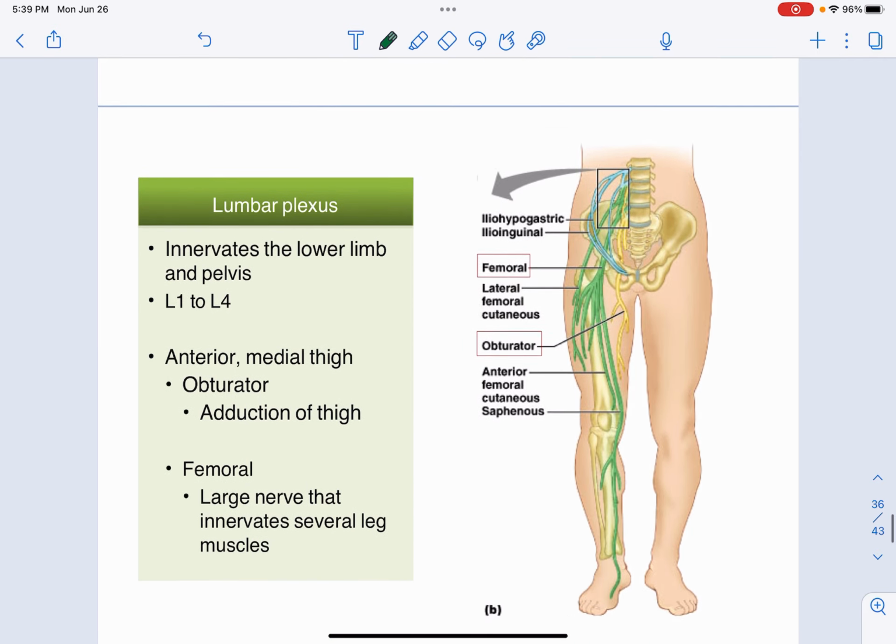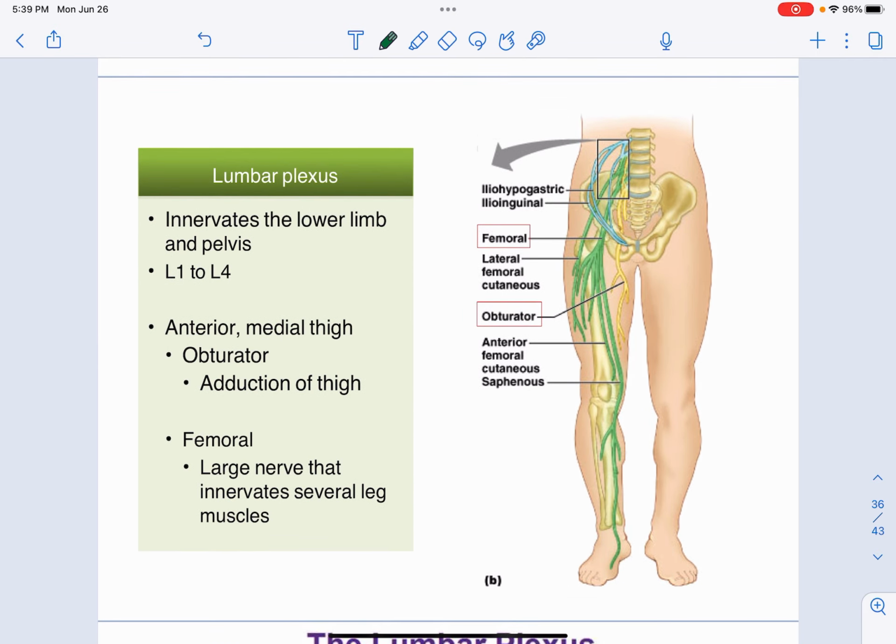All right, let's move on to the lumbar plexus. There's only a couple nerves that I want you to know here. Again, this is innervating the lower limbs and the pelvis. The two major nerves that are coming out of this plexus are the femoral nerve and the obturator nerve. The femoral nerve is a very large nerve that innervates a lot of the leg muscles. You can easily find this on the leg muscle model.